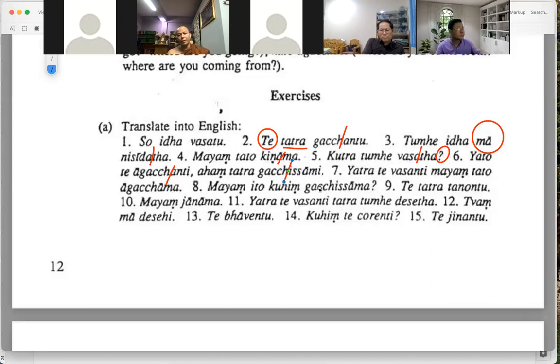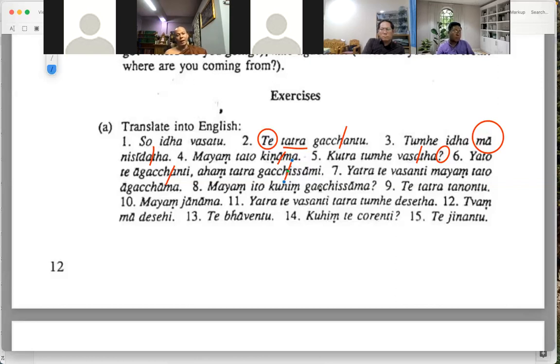And then number 9. So te tadra tanontu. So tanontu, the no and the antu. Antu is imperative mood, third person, plural. So may they or they may or let them. Tanoti means separate. So may they separate. So te tadra tanontu, may they separate there. They may separate there or let them separate there.